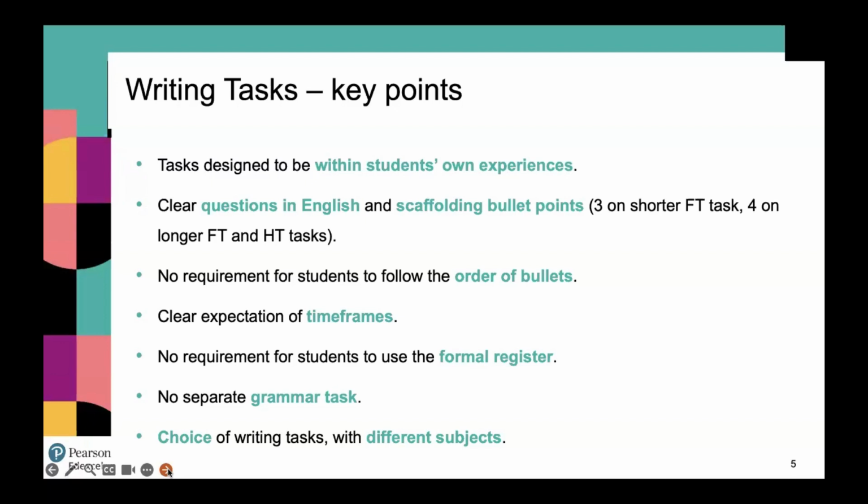When students were asked, they felt that the bullet points gave them a useful starting point, so the 4 bullet points have been retained for the overlap question, which is foundation question 3, higher question 1, and for higher question 2. They've also been retained for foundation question 2, but reduced to 3 bullet points rather than 4, given that students only have to write 40 to 50 words.